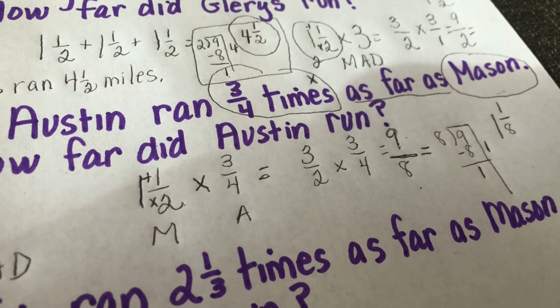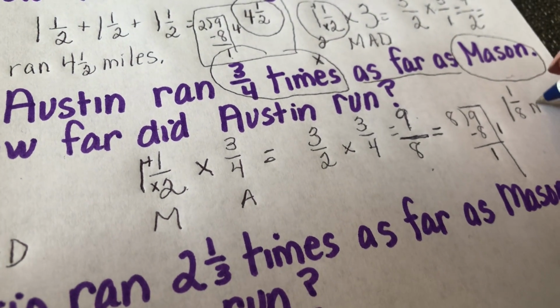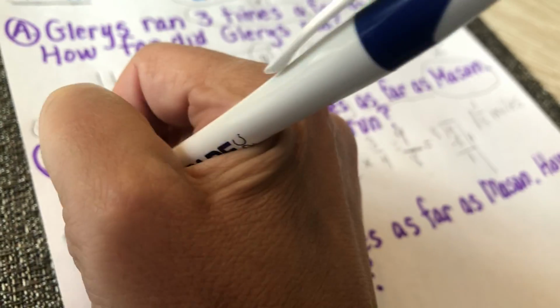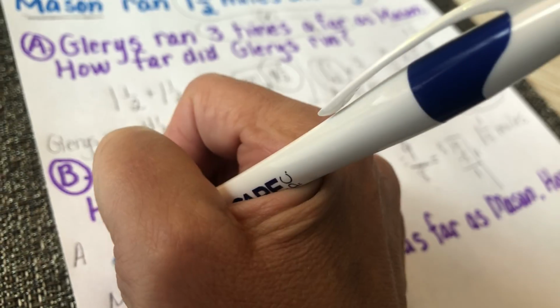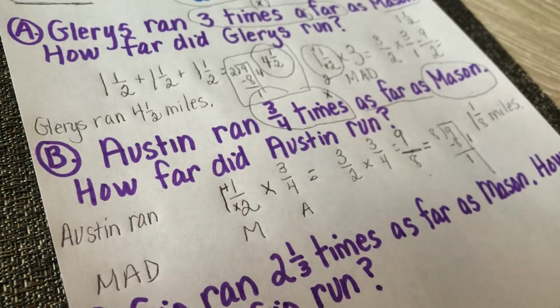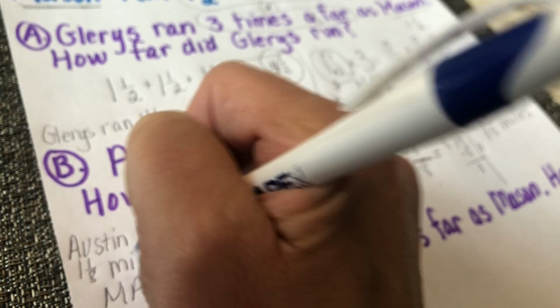1 and 1/8 is not just my answer, boys and girls. How far did Austin run? Austin ran 1 and 1/8 miles. Austin ran 1 and 1/8 miles.